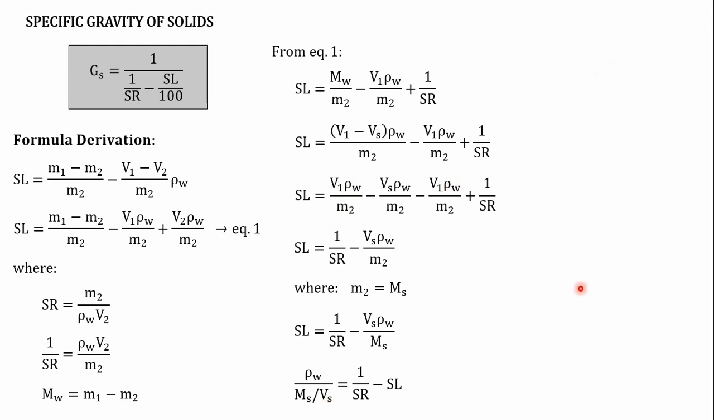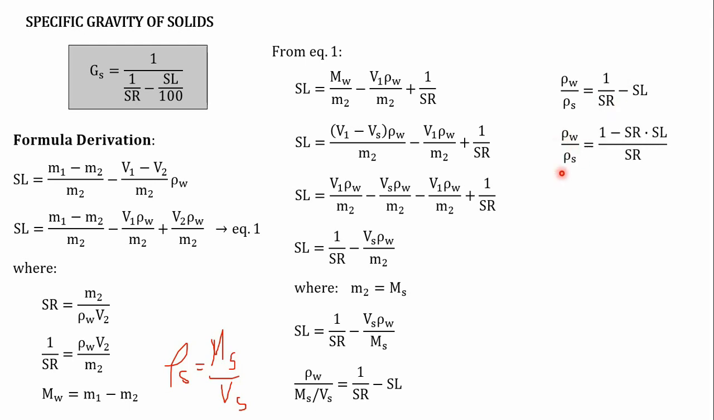And we know, class, no? And we know that the density of solids is equal to mass of solids divided by the volume of solids. Okay? So, therefore, density of water divided by the density of solids is equal to 1 over SR minus SL. Okay? So, yung gawin ko, class, is kunin ko yung LCD. Isisimplify ko itong dalawang term na yan. Iko-combine ko yan. Okay, so therefore, mag-LCD lang tayo, class. So therefore, the density of water divided by density of solids is equal to 1 minus SR times SL divided by SR. Okay, yun lang yun, class. Okay, nag-LCD lang ako. Kinumbine ko lang itong dalawang term na yan.